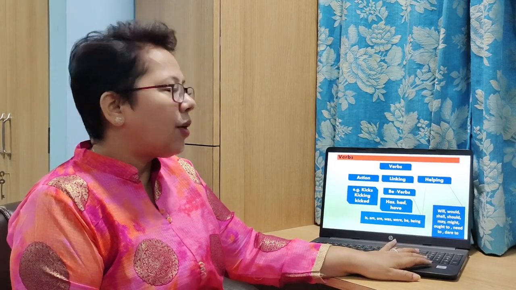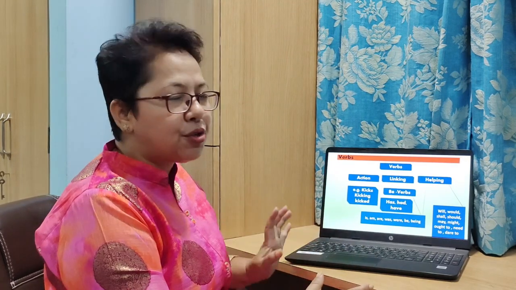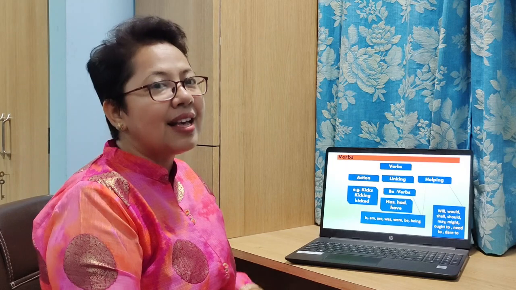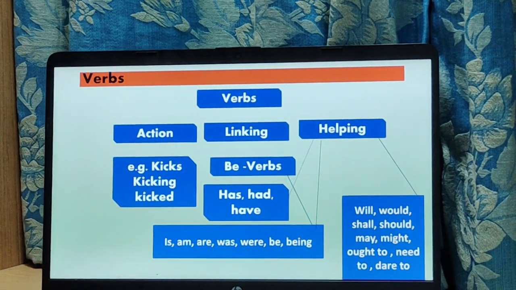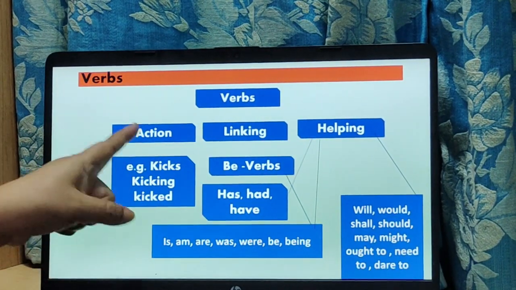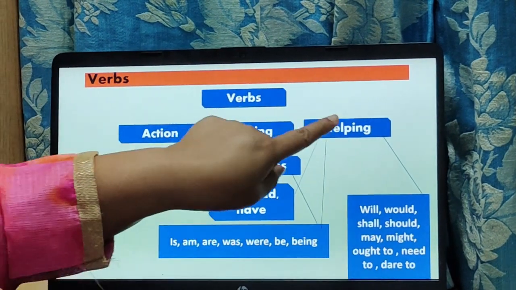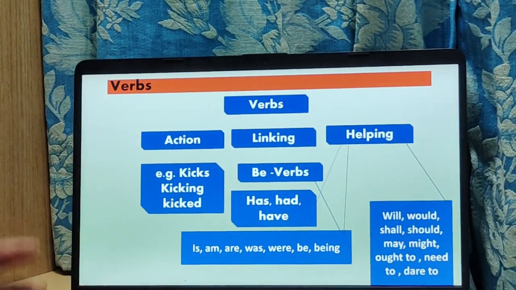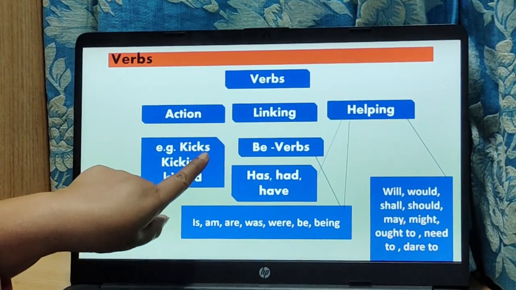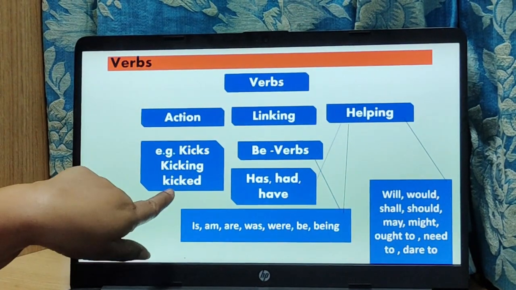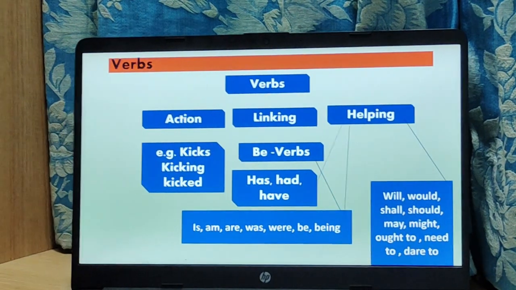Now, if we talk about verbs, let us show you the chart where I've tried to put together all the verbs, or classify them. For our convenience, we have divided the verbs into 3 groups. The verbs can be divided into an action verb, linking verb and a helping verb. When we talk about an action verb, it is nothing like just some words which have an S at the back or ing or ed.